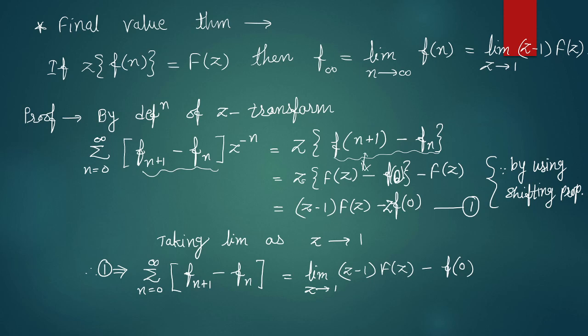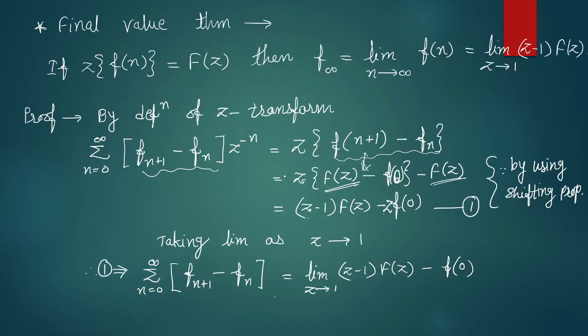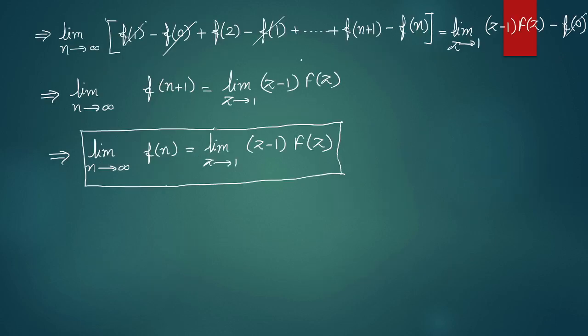Z transform of f of n plus 1 is z F of z minus z f of 0, and Z transform of f of n is capital F of z. Now this F of z term and this F of z term we take outside, therefore z minus 1 into F of z minus z f of 0 gives equation number 1. Taking limit as z tends to 1, then we write down this term this way. Now expand the left hand side by substituting the values n equals 0 to infinity, and taking limit as n tends to infinity. Then the right hand side is this way.